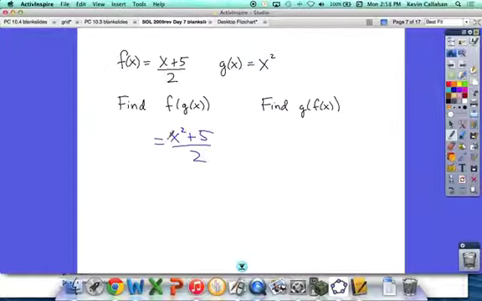What if I do the opposite direction? G of f of x, what is that going to look like? Okay, x plus 5 over 2 replaces the x there, and then it's squared.